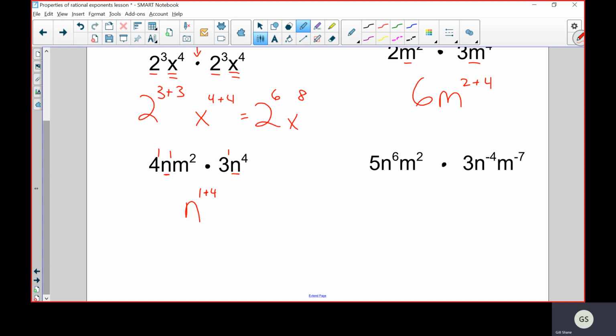And then we would say M doesn't have anything on it, so we just write the M squared. Now again, what do I do with the 4 and 3? Can't add any exponents, but what can I do? Yeah, we can multiply those. If they have the same exponent, then we can multiply them together.